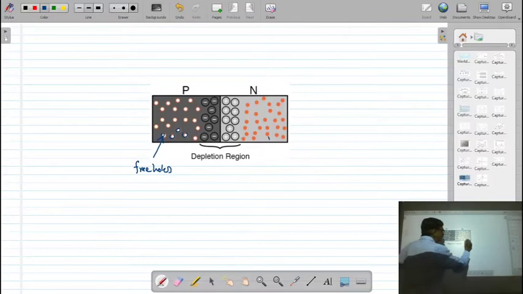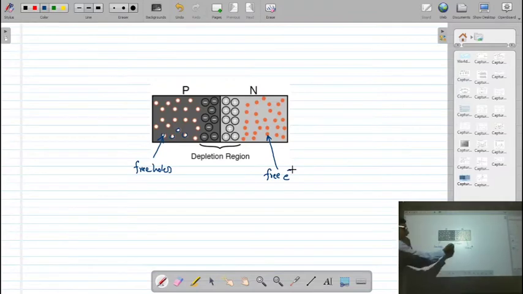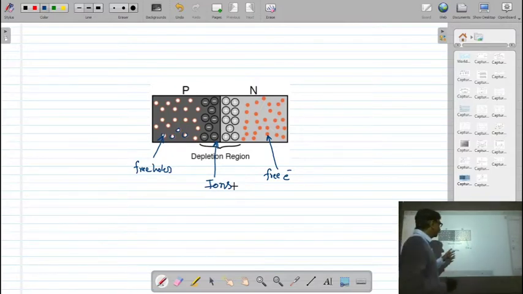And in n-type material, this orange dot indicates free electrons. But near the junction, we have a depletion region, which means there is no free electron and no free hole. And whatever things are there are ions. Ions means they are heavy ions, so they cannot move freely.